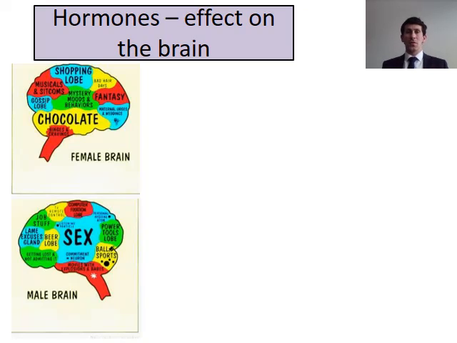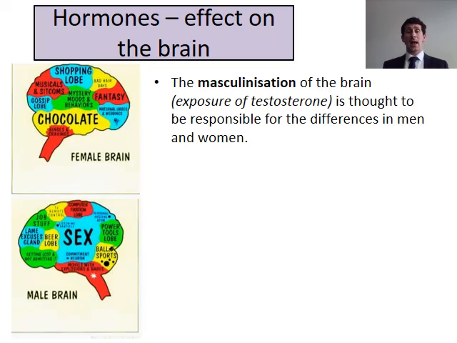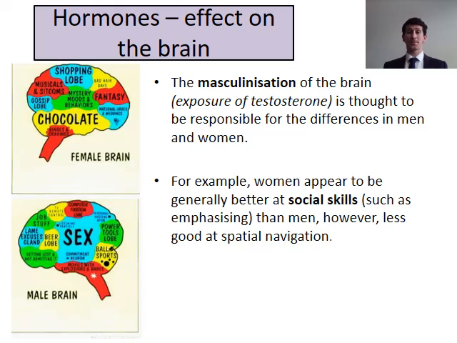One of the main roles of hormones in development is the effect it has on the brain. And it's thought that testosterone, especially, masculinizes the brain. And this is responsible for the differences between men and women. For example, most women appear to be better at social skills, so empathizing, forming relationships, whereas men are far better at spatial tasks like spatial navigation, working things out.